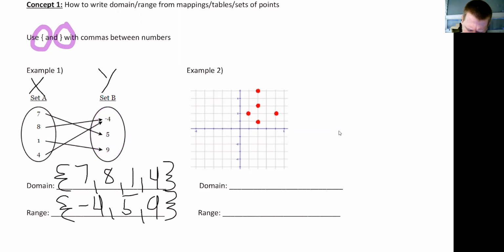And one thing just to keep in mind, it didn't happen in this example, but you never want to repeat yourself when you do your domain and range. So if you have a number that comes up twice, just put it one time. You never should repeat yourself when you're writing these.